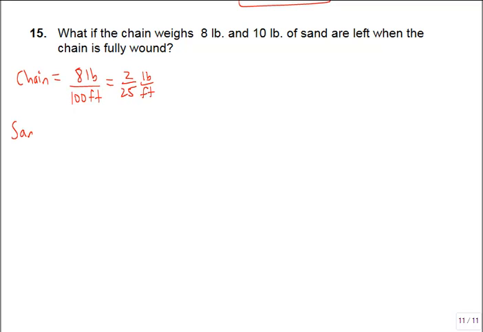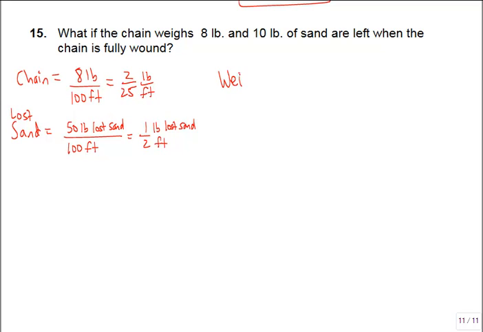And for the sand, this time the lost sand, we have 10 pounds left after fully winding the chain 100 feet. So if 10 pounds are left, how much was actually lost? Well, remember we started with 60 pounds of sand. So if I am left with 10 at the end, I must have lost 50. So 50 pounds of lost sand for 100 feet of wound up chain. So this gives me a fraction of 1/2 pounds of lost sand per foot of chain wound up.